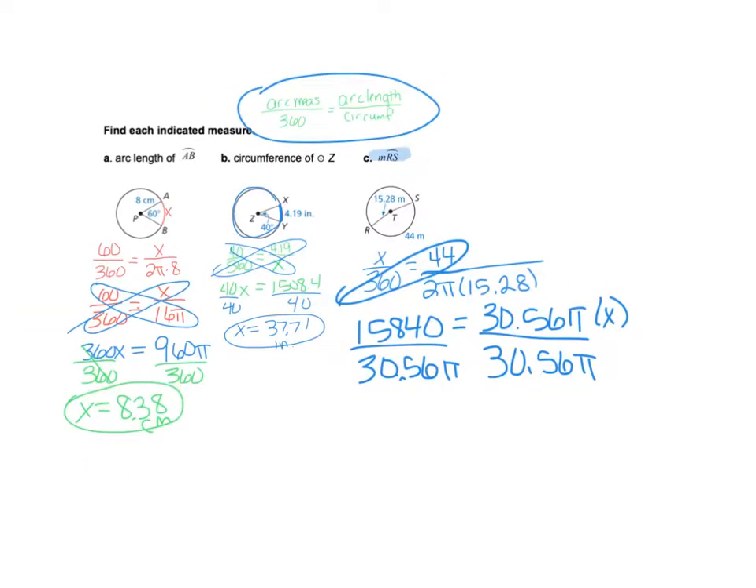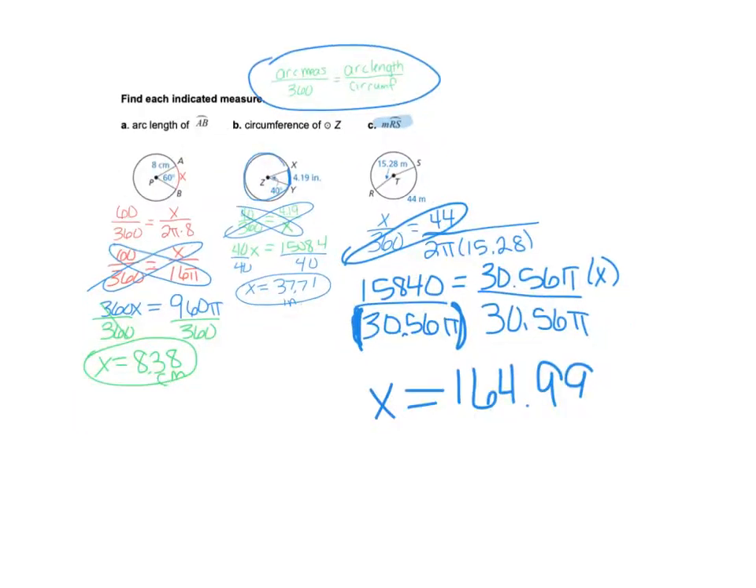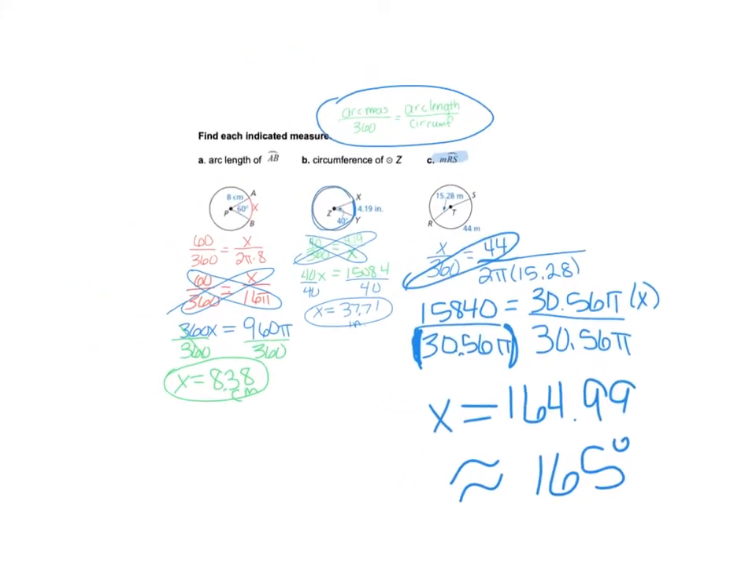And be careful when you're putting this into your calculator, because sometimes calculators like to do order of operations a little bit differently. Depending on your calculator, you might need to put that denominator in parentheses to make sure that it doesn't divide before it multiplies. But if you did it correctly, you should get that it is approximately 164.99 degrees, which is about 165 degrees. Okay.